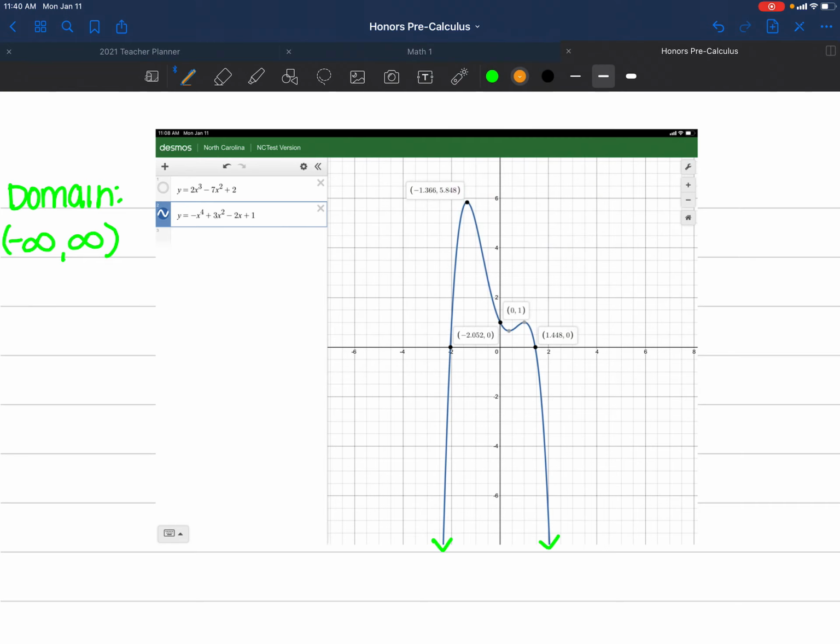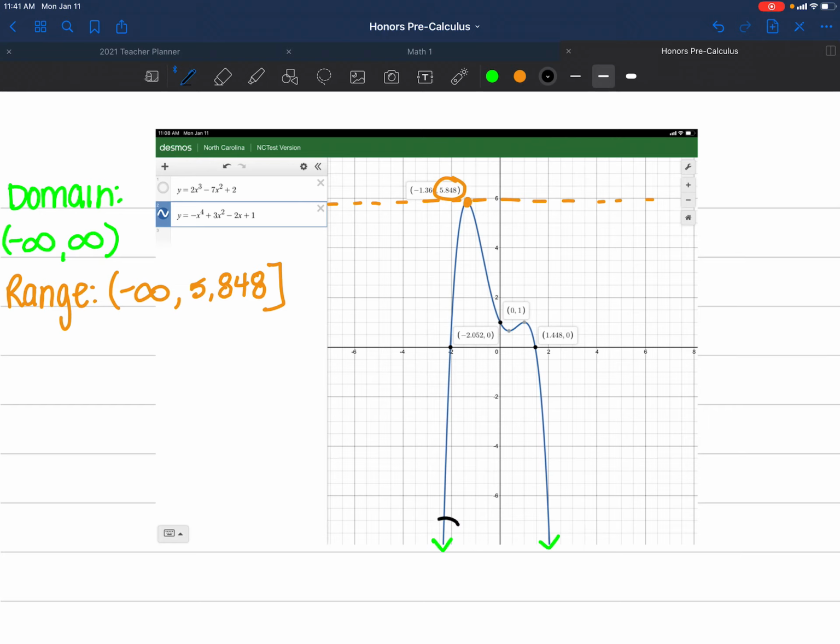Now my range is my y values. So my y values this time, we're coming from the bottom. So we have arrows, and then there's multiple y values in between, but the highest y value that we are going to approach is right here. We're not going to keep going to infinity. We're going to have to stop at a value for this y, which is going to be 5.848. And we're going to put a bracket there because it is a closed circle, which means that y value is included in the graph.